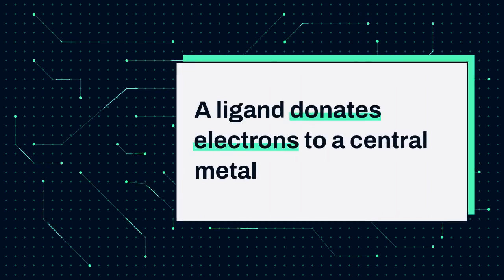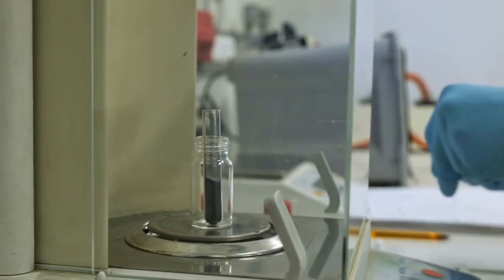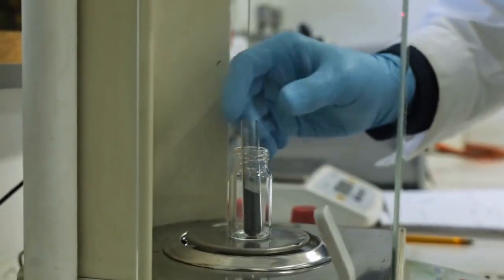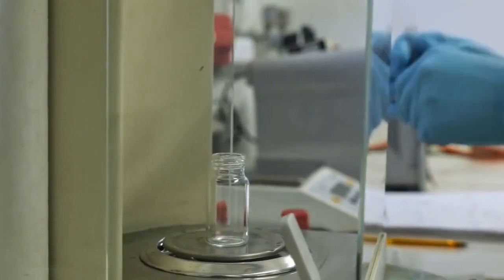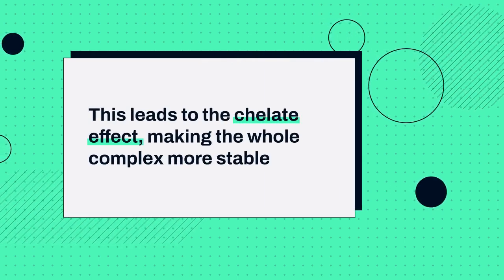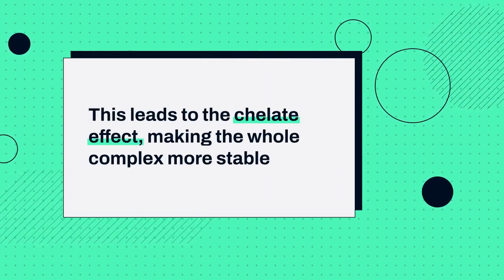So, to quickly recap, a ligand donates electrons to a central metal. A bidentate ligand has two donor atoms, allowing it to bind at two points and form a stable chelate ring. This leads to the chelate effect, making the whole complex more stable.